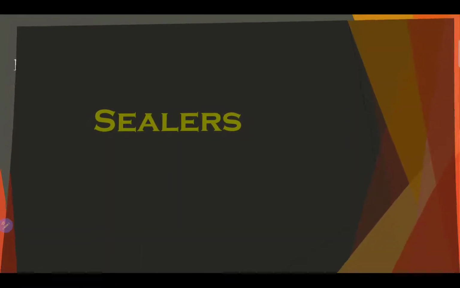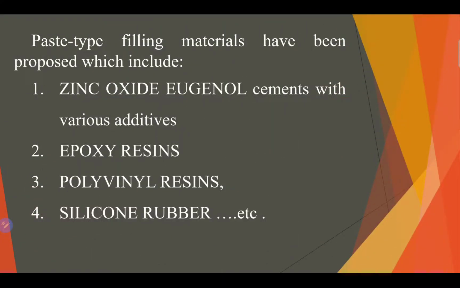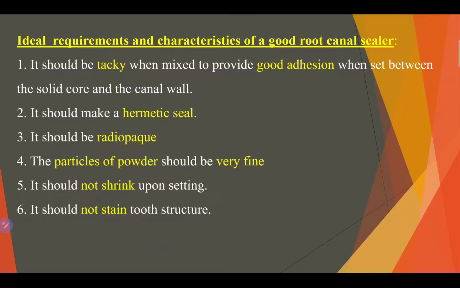Sealers. What types of sealers do we use in obturation? Zinc oxide eugenol sealers, epoxy resin sealers, polyvinyl sealers, and silicone rubber sealers. The first sealers introduced in dentistry were the zinc oxide eugenol sealers, and we will talk about them a while later. Now we will talk about the ideal requirements and characteristics of a good root canal sealer.